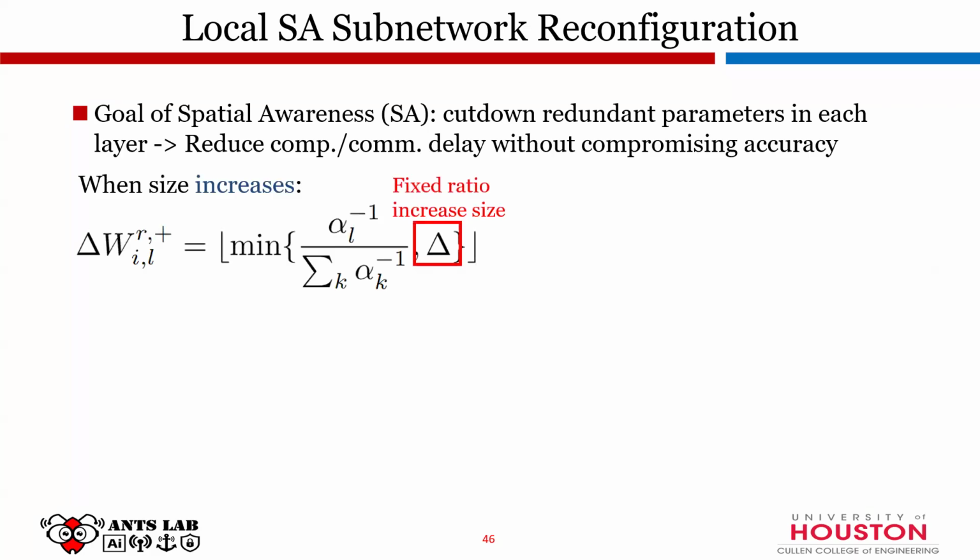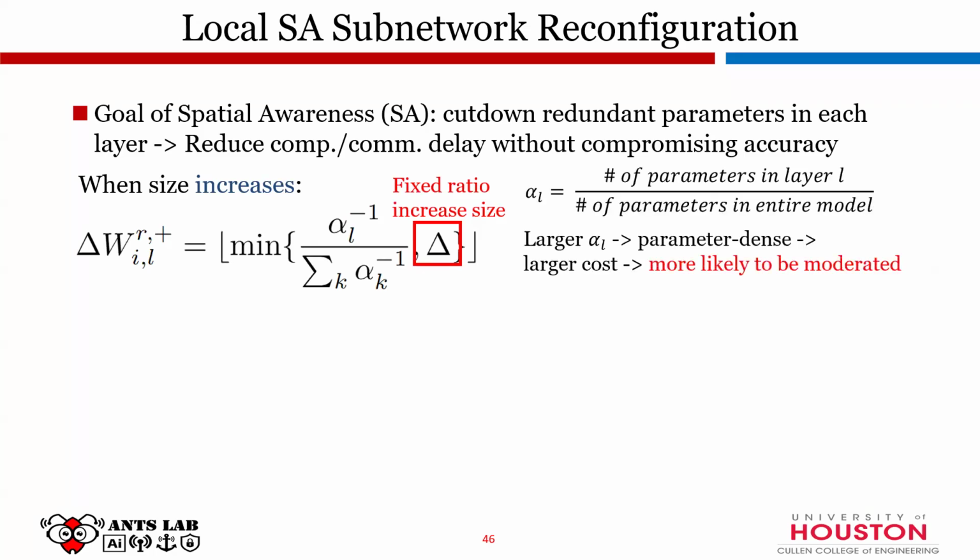Let's say the size wants to increase here. The triangle delta W with the plus means the subnetwork expansion rate. We can see the minimization over the left side, which is in the form of alpha, and the right side is a fixed ratio size increase. If we have no spatial awareness, it is always going to choose the triangle one. So what does alpha mean? Alpha here stands for the ratio of parameters you have in this particular layer.